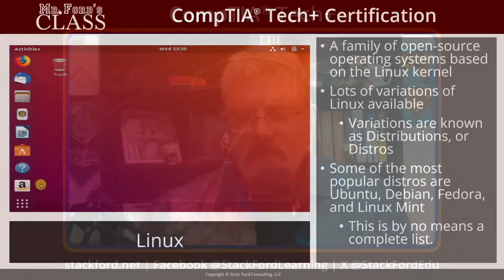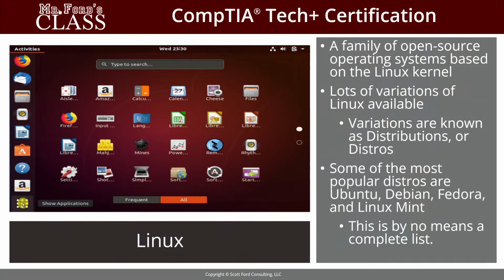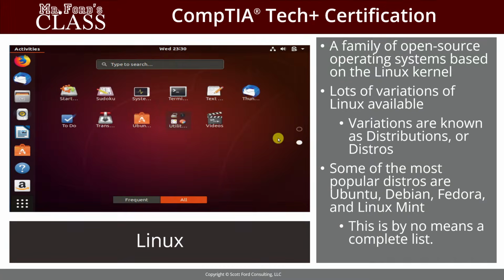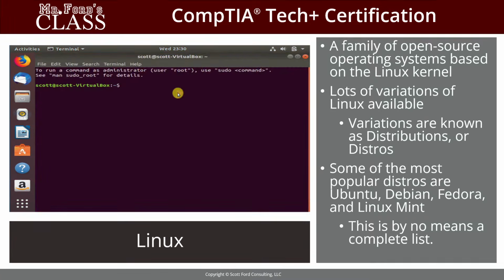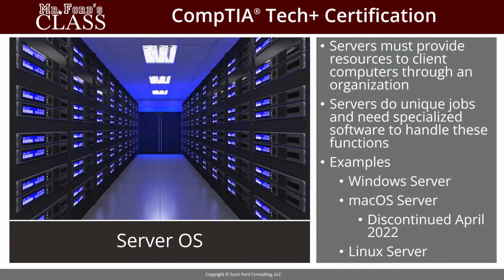And you can Google this or ChatGPT this, which version of Linux would be the most compatible or most familiar for a Windows 10 user. Those things are out there. Some of the distributions you might hear of are Ubuntu, Debian, Fedora, and Linux Mint. And by the way, this is in no way a complete list of the different distros out there. There are so many.